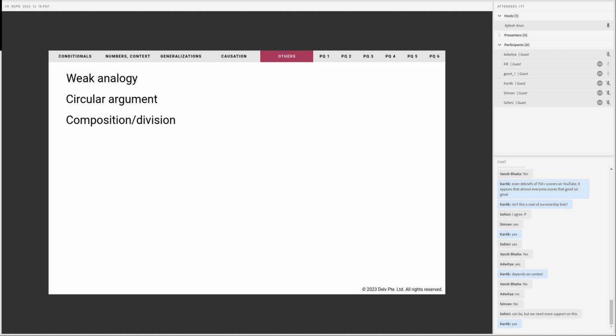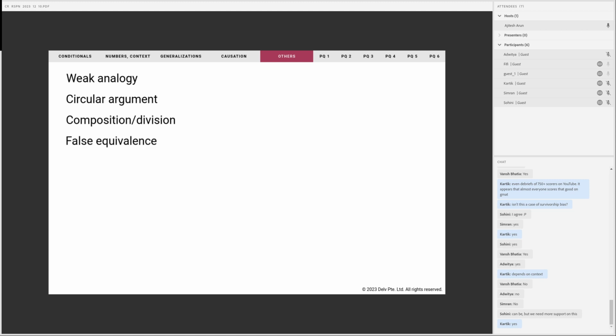Composition division, sometimes what people do is they look at the whole, right? And they'll assume that parts of the whole share the same qualities as the whole, or of course, vice versa, right? They will look at it as if, okay, fine, we're dividing this and that's also okay. So this is also a possible issue.